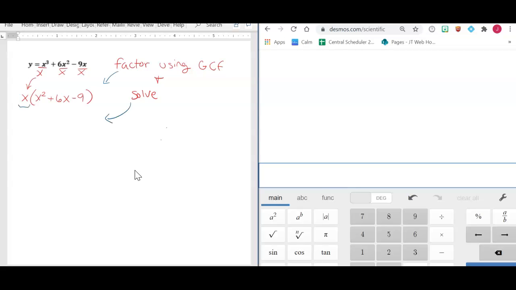So I take each part and set them both equal to 0. So x equals 0, and then x squared plus 6x minus 9 equals 0. We don't have to do any math on the first one. X equals 0 is done. That is one of your answers. On this problem, however, we do have to do the quadratic formula.